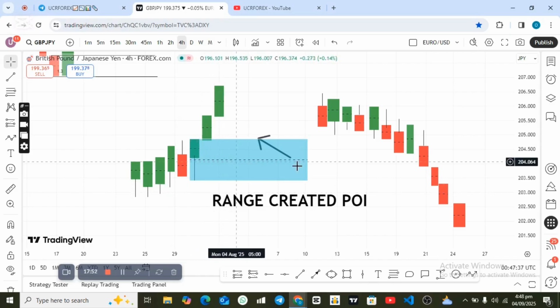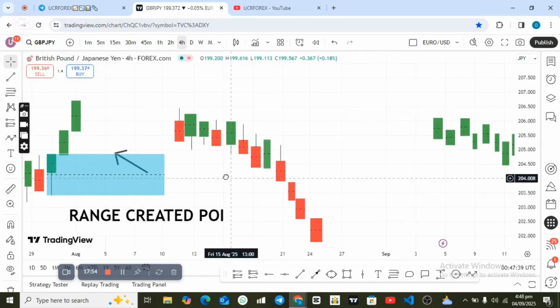Okay, so you mark this last candle as what? As the POI, in this case as well.